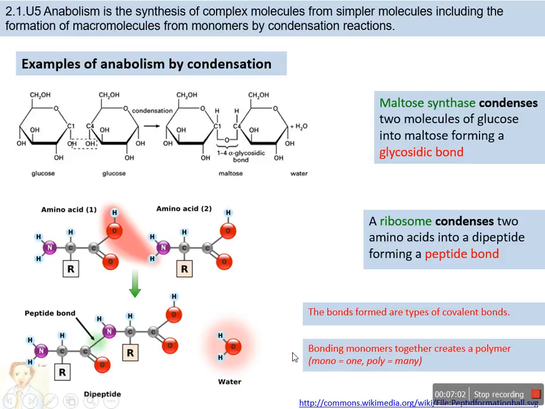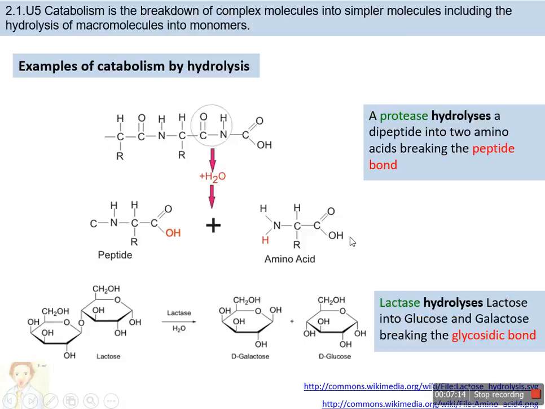Okay, the bonds formed are a type of covalent bond because they're forming between non-metals, and so that's those types of reactions. So examples of hydrolysis reactions. Let's think. Okay, you can see here amino acids that have been joined together.